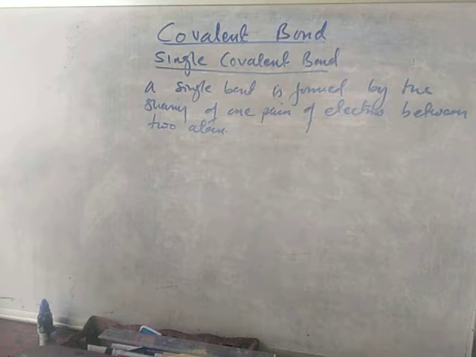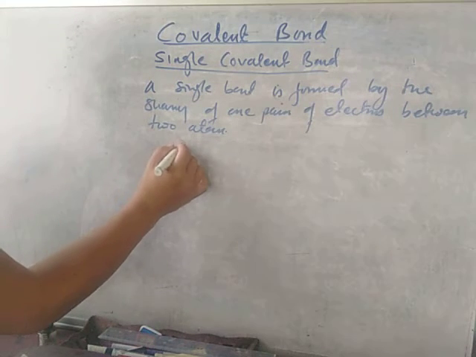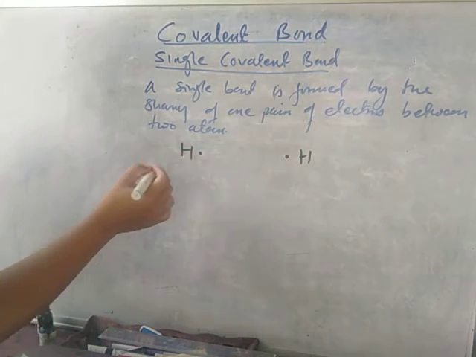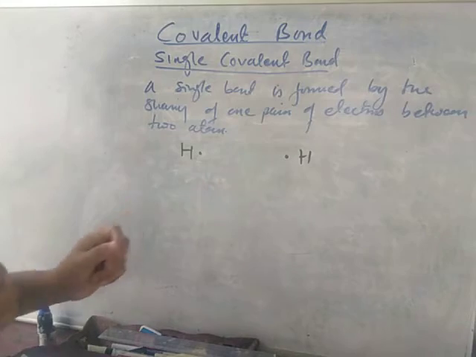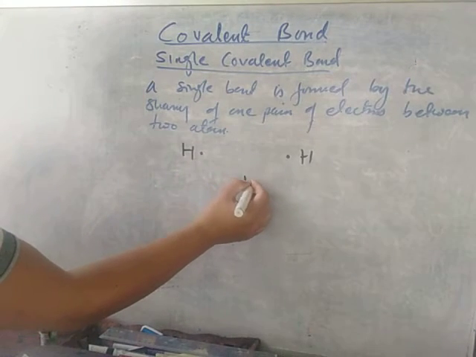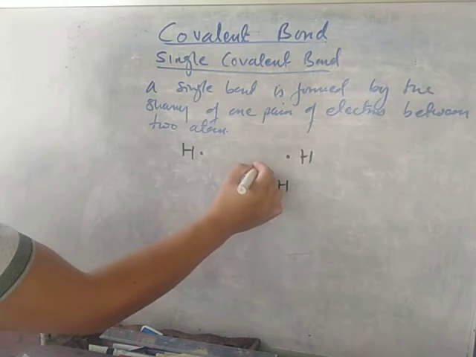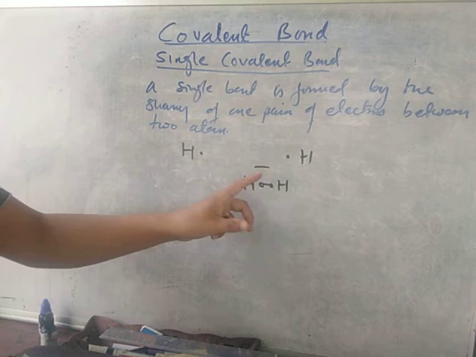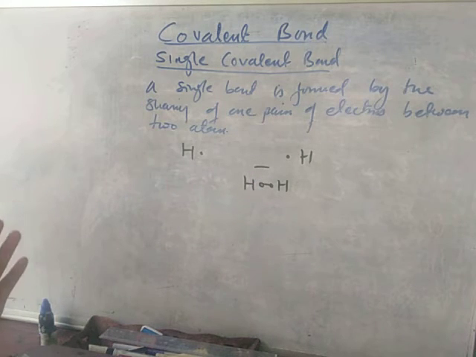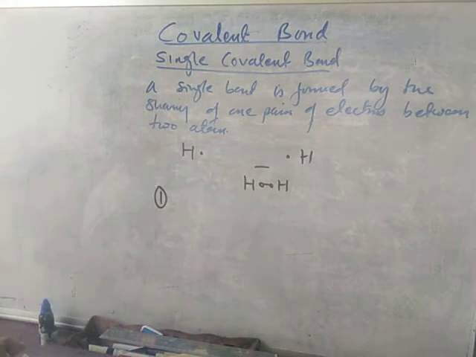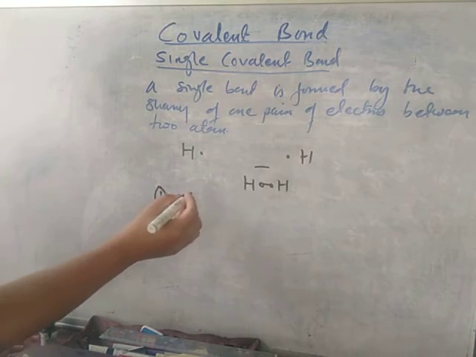Okay, so first example is hydrogen. Hydrogen, another is also hydrogen. So electronic configuration is one, isn't it? It can share, so it can form a bond like this. Okay, this dash means a pair of electrons. This is just an example.